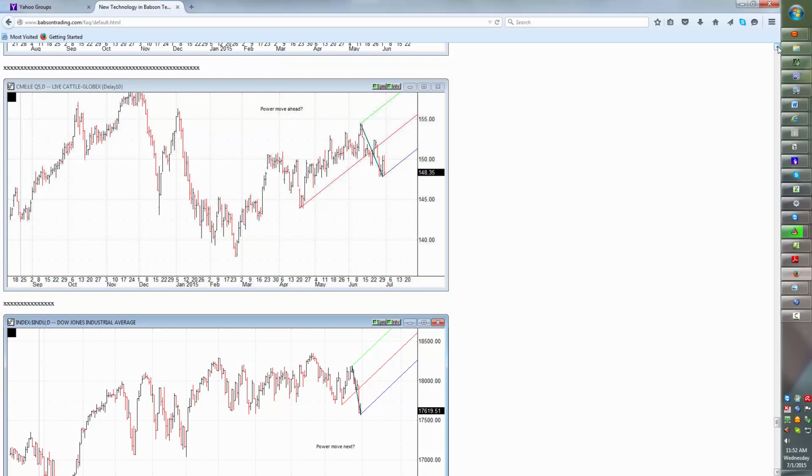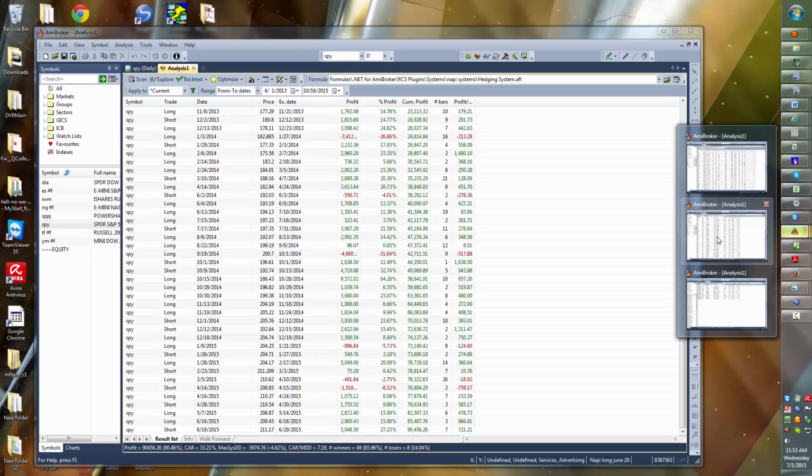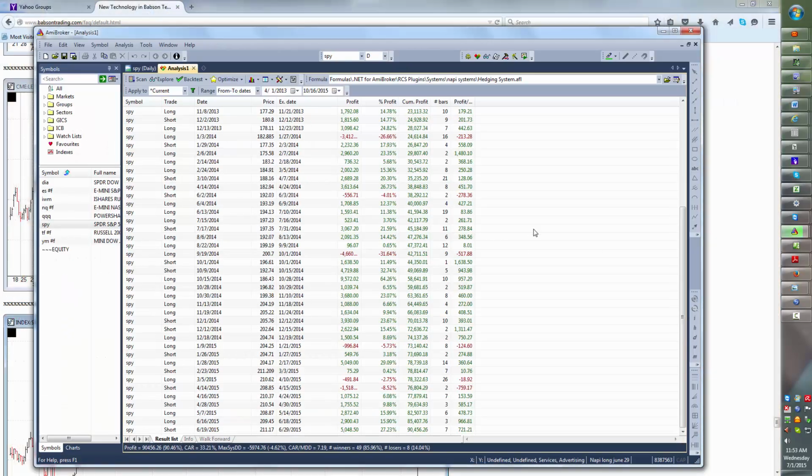What else do we do? Well, one of the things that we go over is how we build a system. For example, here's a nice one. What we'll do is go over the particulars of this particular system for the S&P. This is a lovely little hedging system, and the numbers here that you see are no leverage.